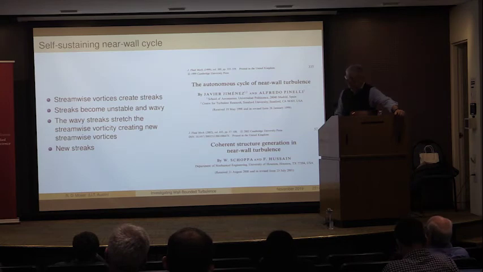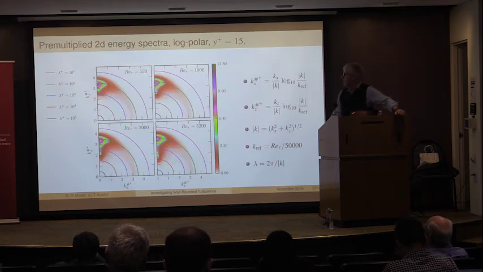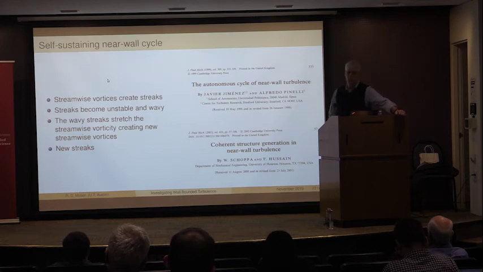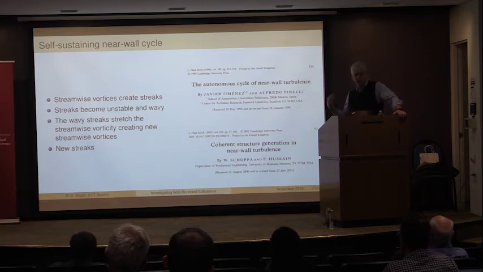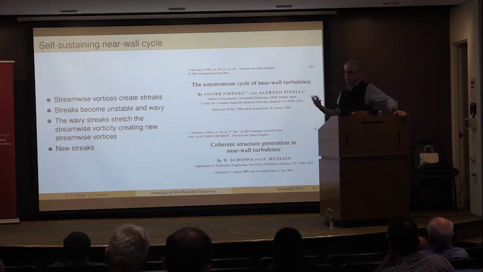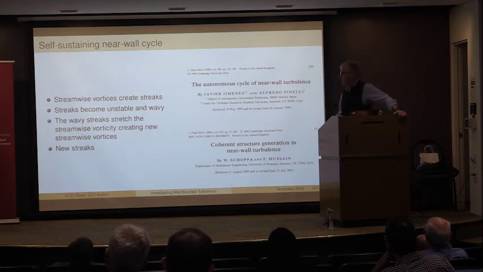Okay, so this is about what's going on very near the wall, which is something that has actually come to be understood. Over a number of years, colleagues of mine, using simulations of what we've been talking about, have been able to come up with a picture for what the dynamics are very near the wall. It has to do with streamwise vortices that create these streaks that we talked about. The streaks become unstable and wavy from a hydrodynamic instability. And then that waviness introduces stretching that creates and strengthens more vortices. So there's a cycle that makes the streaks.